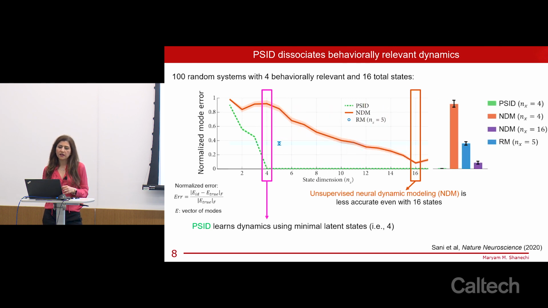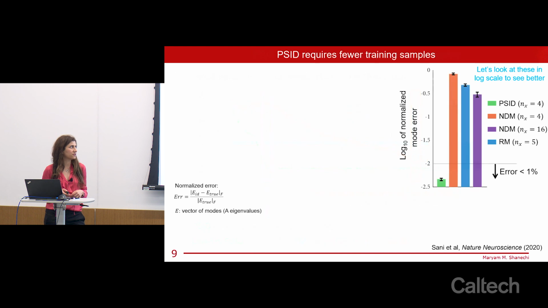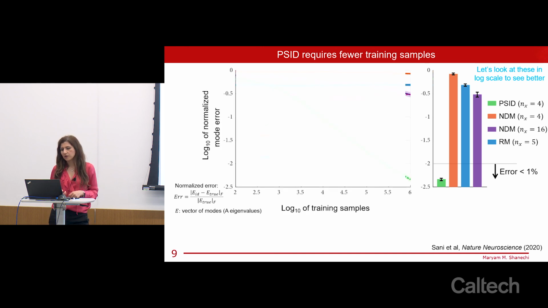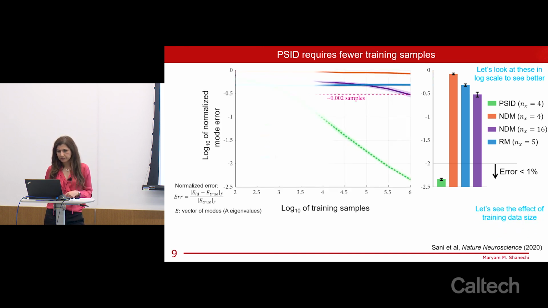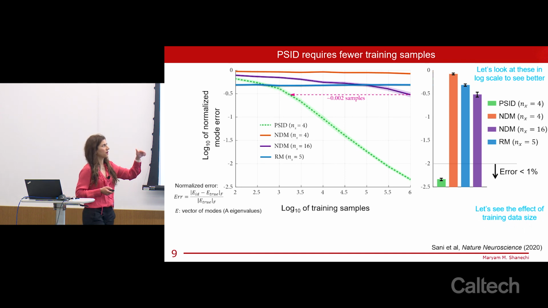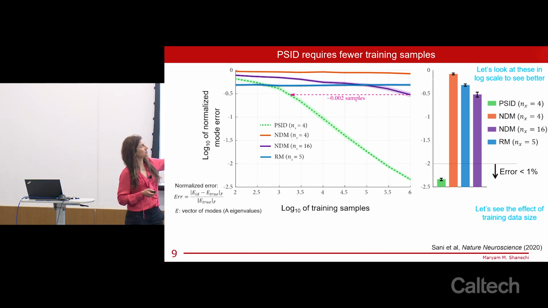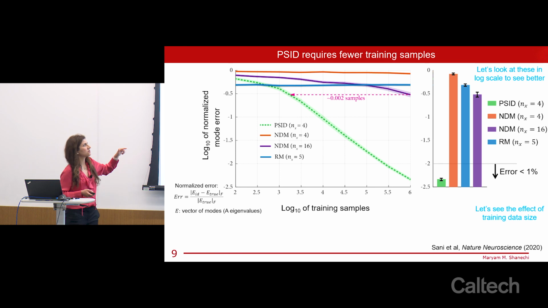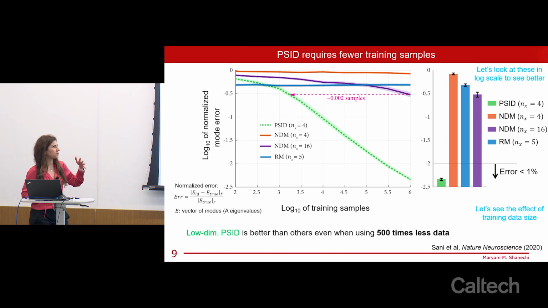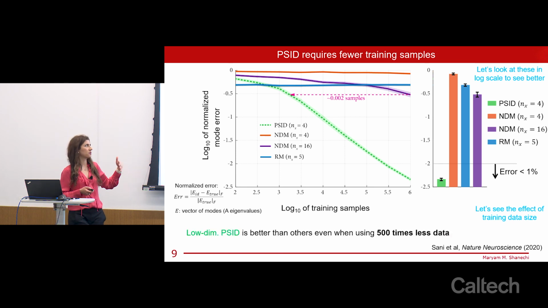Now, if we look at these errors in the log scale to see better, we can also look at the sample efficiency of the different methods, meaning how many training samples do you need for each method to get to the same error value. So if you look here, even to get the low error of NDM at 16 dimension, PSID needs orders of magnitude fewer training samples, so 500 times less.